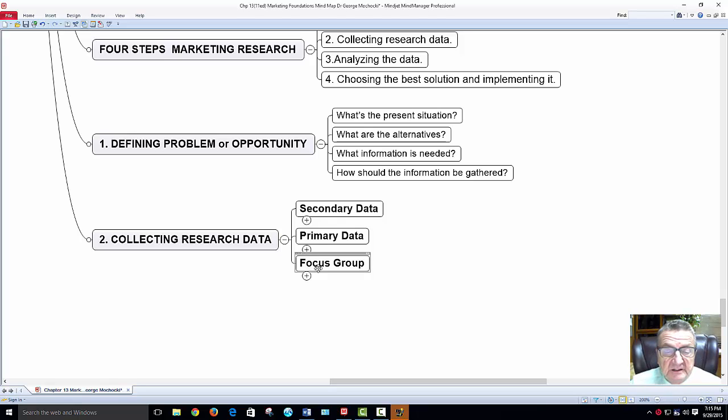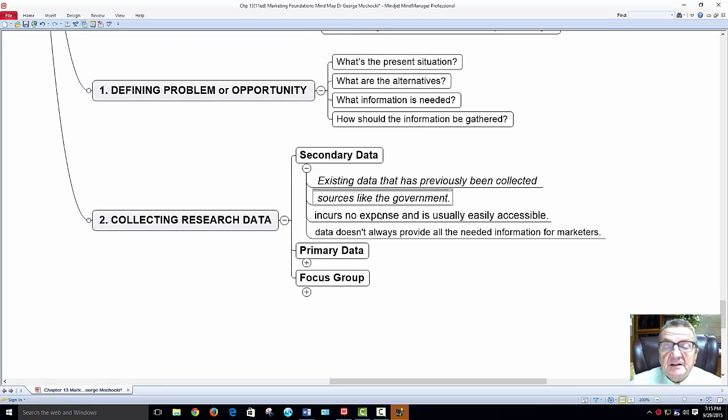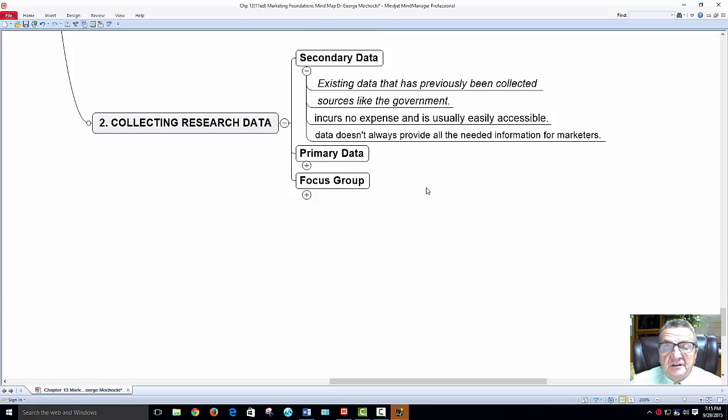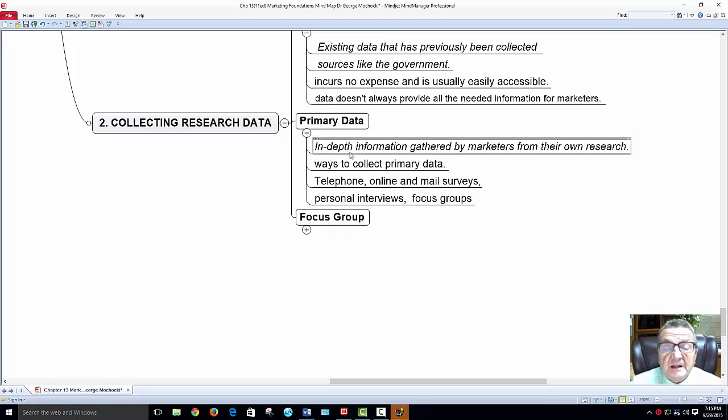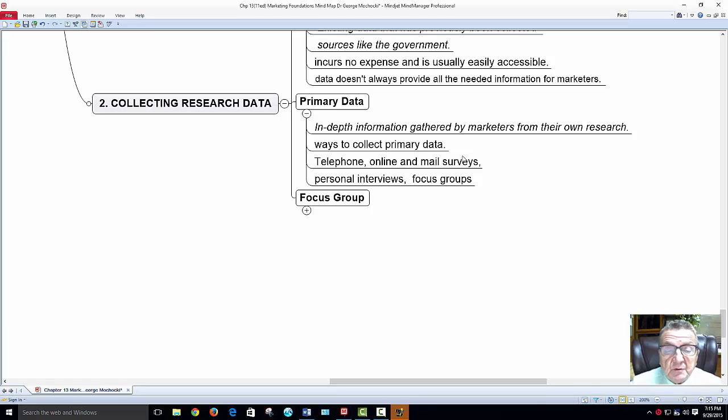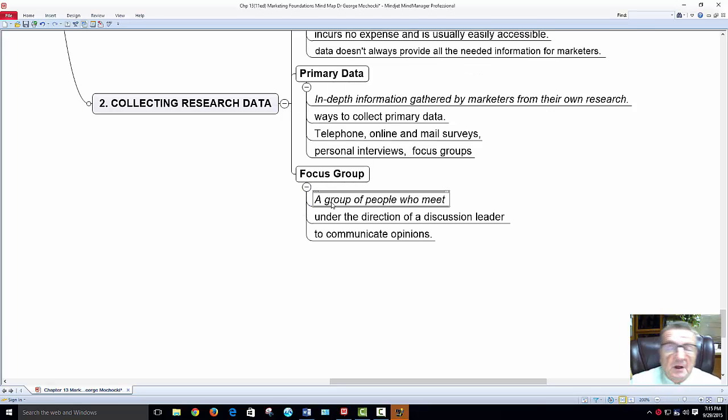So let's go into secondary data. Existing data that has been previously collected, sources like government, incurs no expenses, usually easily accessible. Data doesn't provide all the needed information, everything I said. Now, primary data, in-depth information collected by marketers for their own research, or business owners to collect primary data. Telephone, online surveys. You have Survey Monkey. You have different surveys, personal interviews, and focus groups. They talked about focus groups more, because when I'm looking at a focus group, I have an advertising or a question.